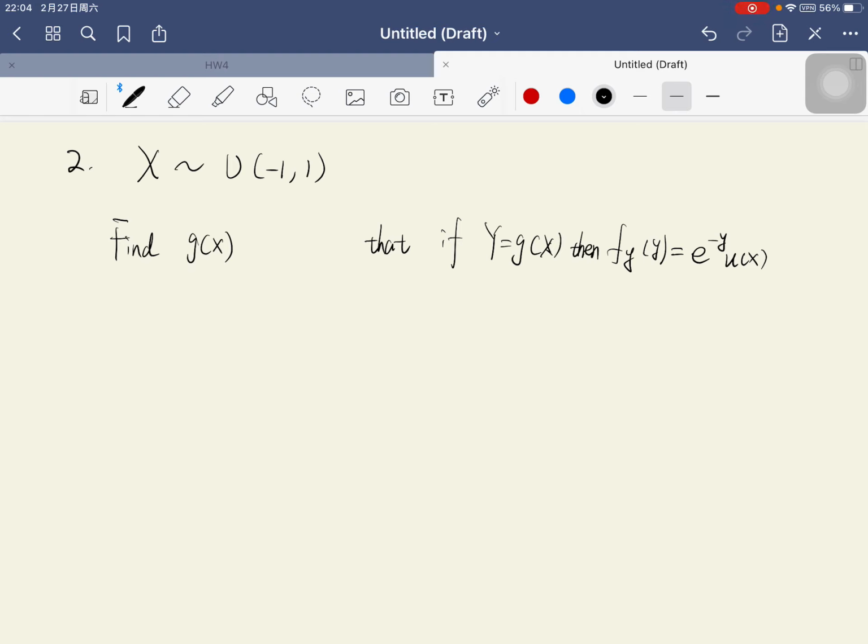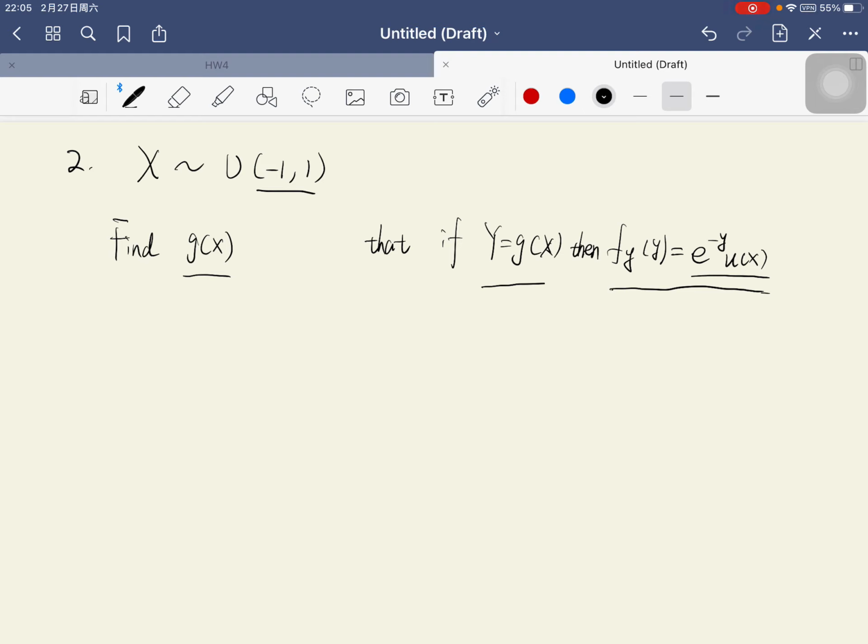This is question 2 of homework 4 in the course probability and statistic process. In this question, the variable x is uniform in the interval from -1 to 1, and we want to find a g(x) so that if y is equal to g(x), then the density function of y is equal to the exponent in the mu x. So it has value when x is over 0.